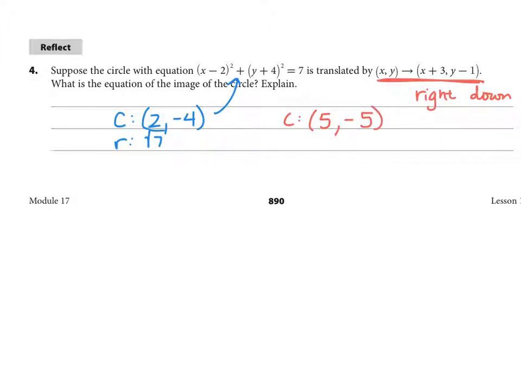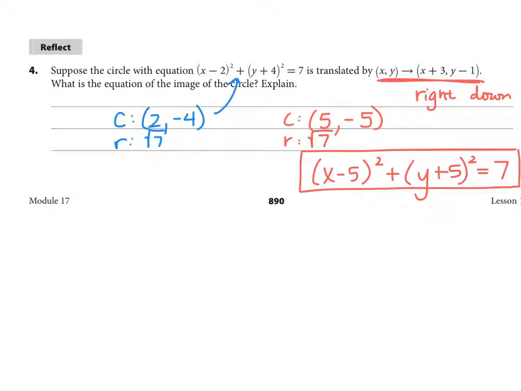Notice I'm using these coordinates that I wrote, not the original equation. So I've shifted the center there. And just because I've translated it doesn't mean I've changed the size of the circle. So the radius should still be the square root of 7. So when I go ahead and write this equation, my new equation is going to be (x - 5)² + (y + 5)² = 7, because the square root of 7 squared is just the whole number 7.